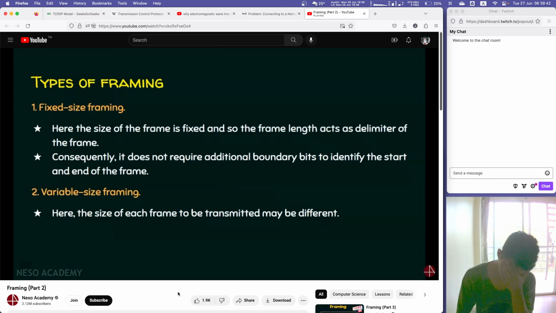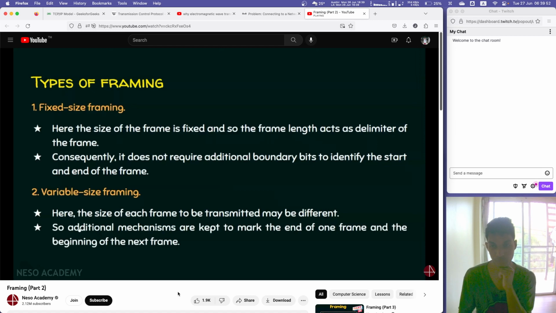I hope you guys can recapture what we have seen in the previous lecture. We have seen that the start of the frame and the end of the frame help the receiver to construct the frame. So additional mechanisms are kept to mark the end of one frame and the beginning of the next frame. In a fixed size framing, we need not maintain any such start or end of the frame, whereas in variable size framing, we are required to maintain the end of the frame and the beginning of the frame. And this will help us to construct the frames without framing errors. And that's it about the types of framing.